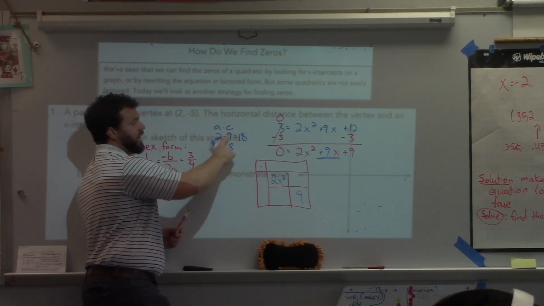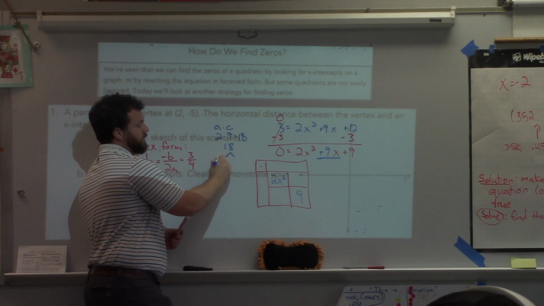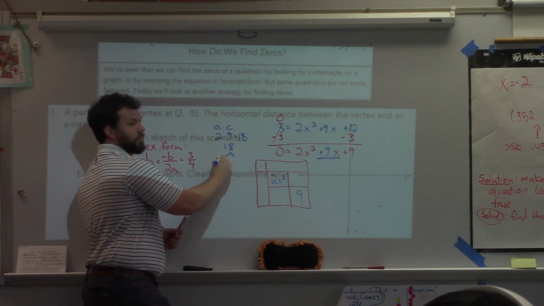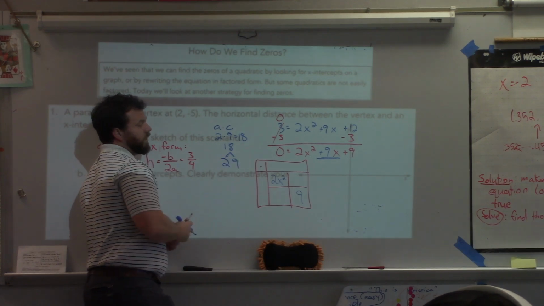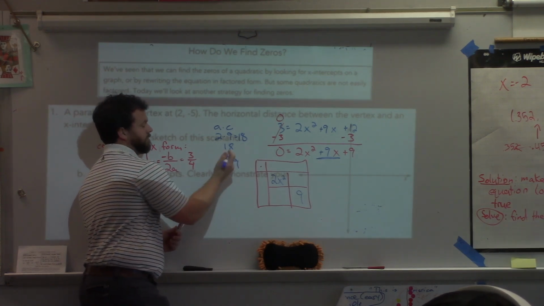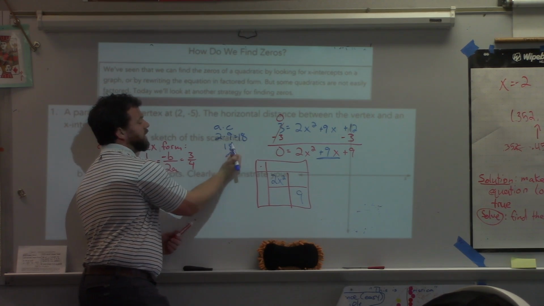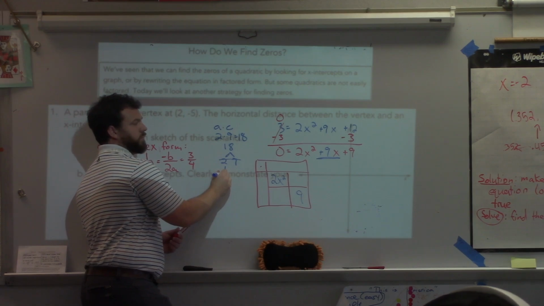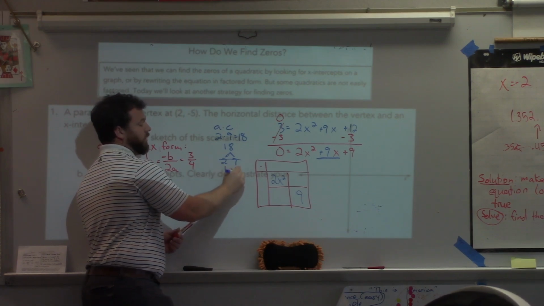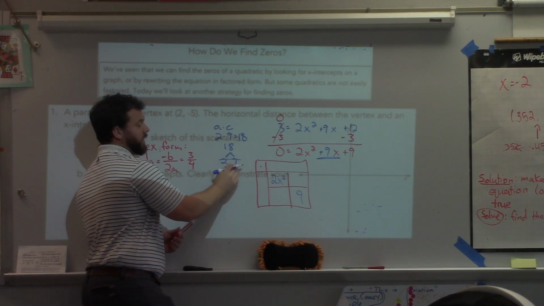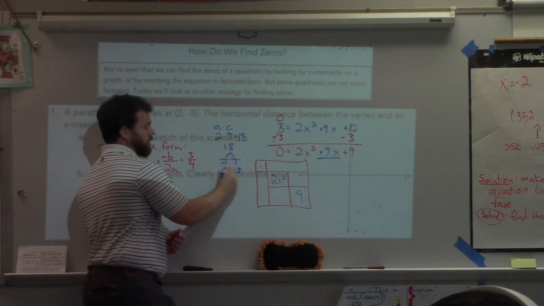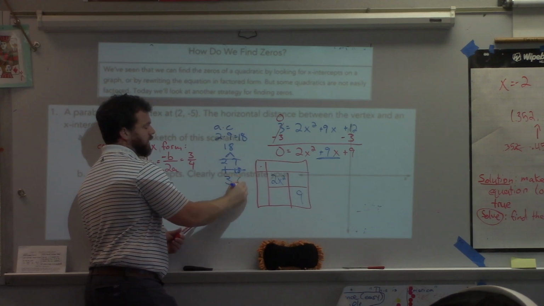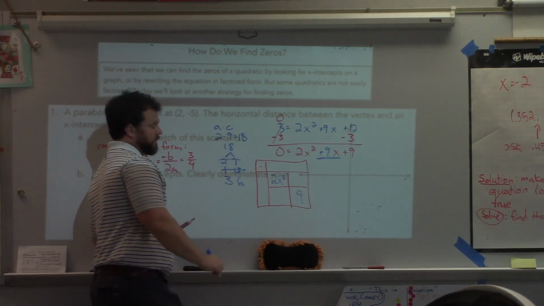Factors of 18 that add up to 9. Positive 2, positive 9. Those add up to 9? My fault. Those are factors of 18, but they don't add up to 9. 1 and 9. 3 and 6. I'll say 1 and 9 are not even factors of 18. You can do 1 and 18, but do those work? No. Lane, you said 3 and 6. Do those add up to 9?